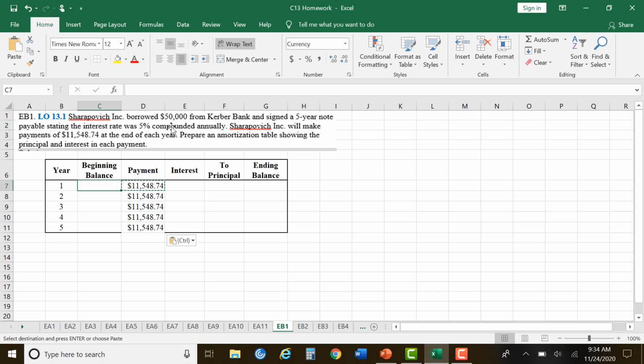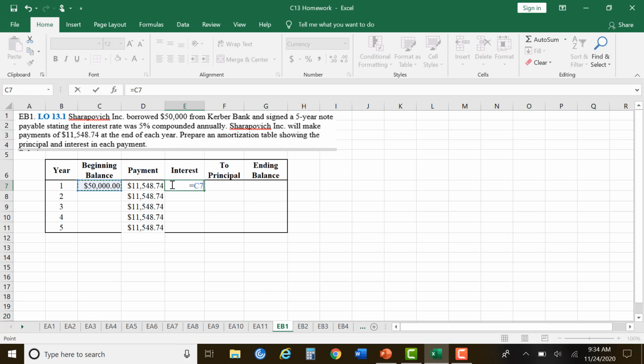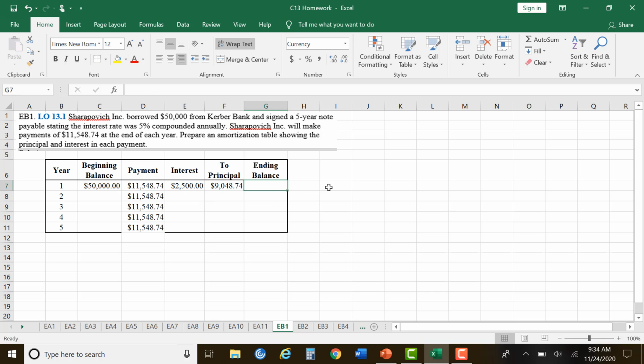Those are not going to change, so we can just put those in each slot. We know the beginning balance he has is going to be $50,000, and then his interest is at 5%. So you take that, multiply it by 5%. How much went to principal? We take the payment minus what went to interest, the rest went to principal. Then the ending balance is the beginning balance minus what went to principal. And then we take that number and it comes down to here.